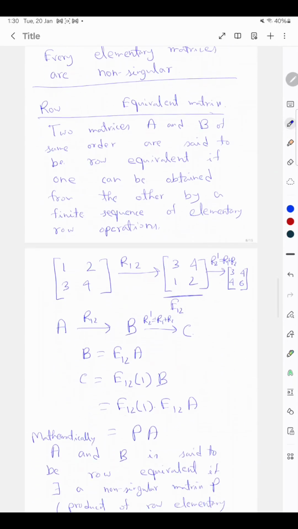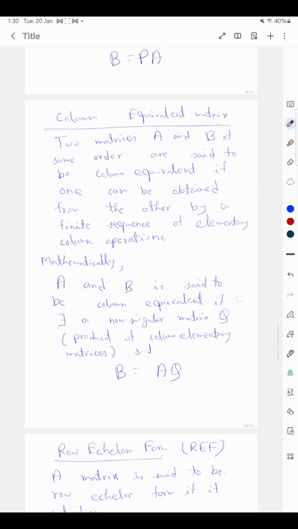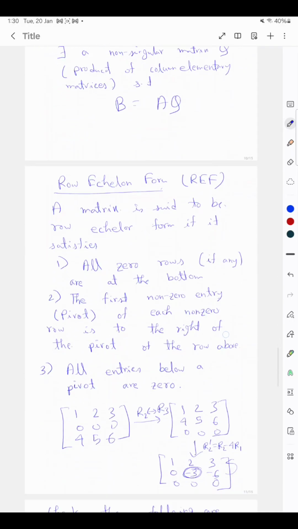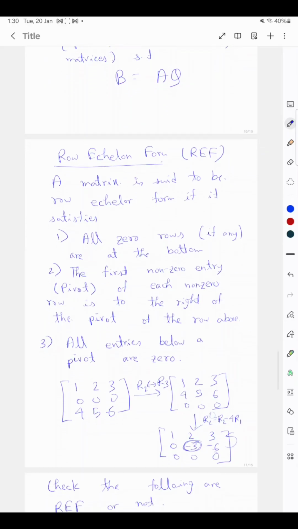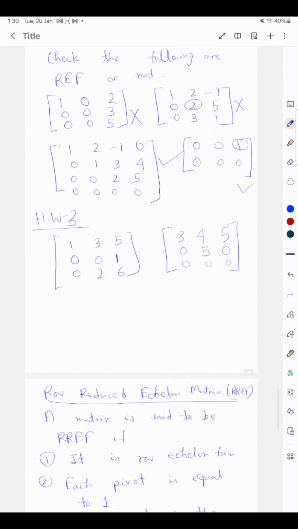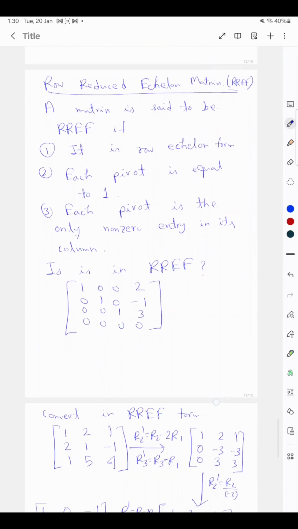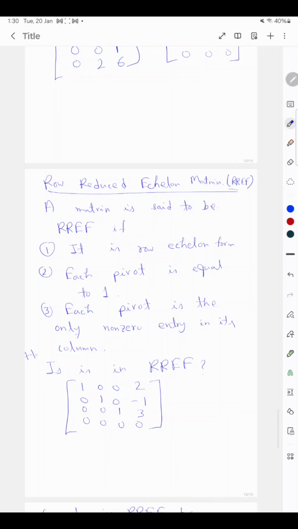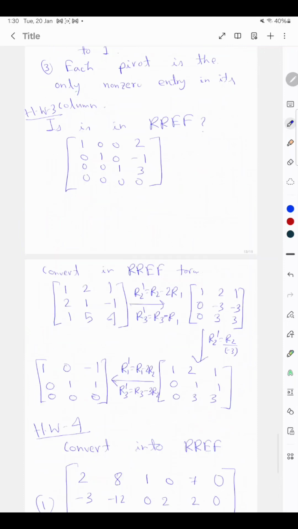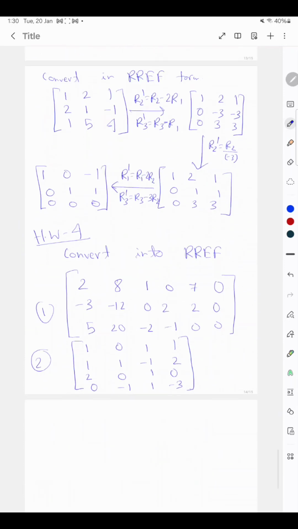And then row equivalent matrices we have discussed. Next, what is a column equivalent matrix, then row echelon form, that is REF, and whether a matrix is REF or not. This is your homework 3. So this is also part of homework 3. And next is your homework 4. This is your last.